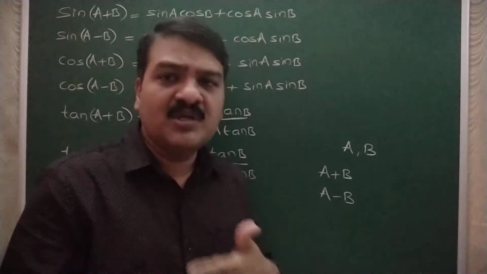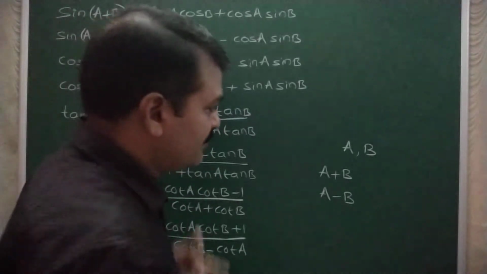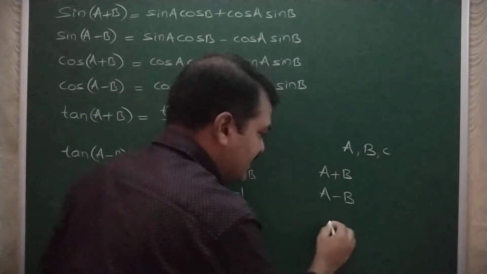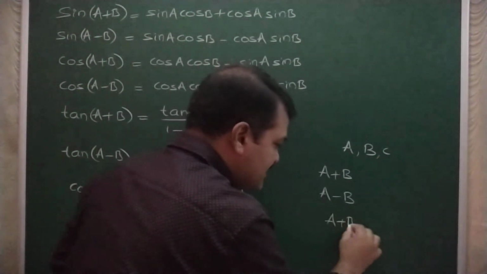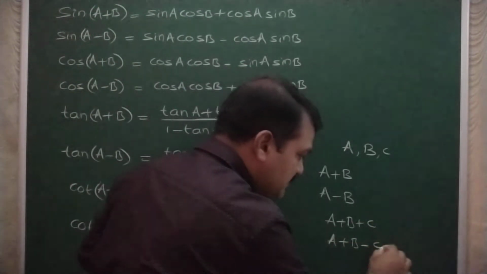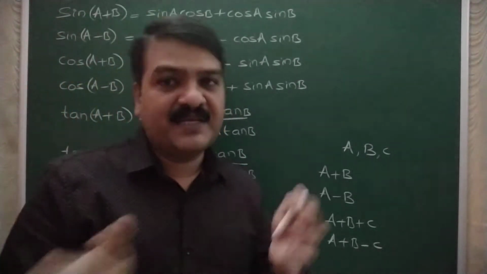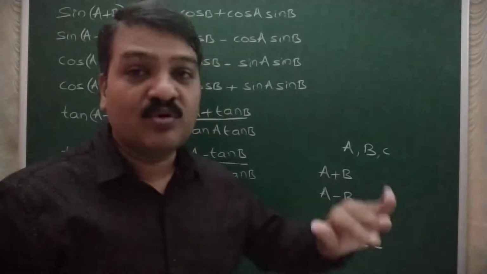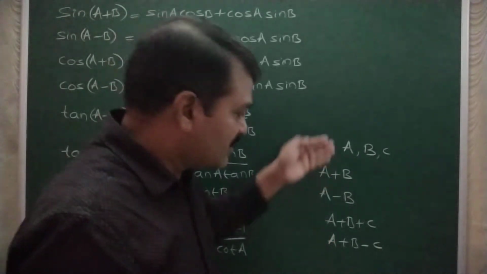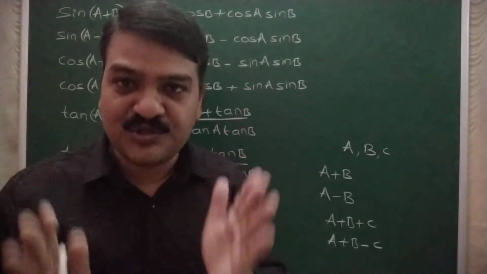You can choose 3 angles, 4 angles, okay, 2 or more. For example, A, B, C are the angles. A plus B plus C is a compound angle. A plus B minus C is a compound angle. So basically, it can be the sum or difference of 2 or more angles. For these sorts of compound angles, we will discuss the trigonometric ratios.